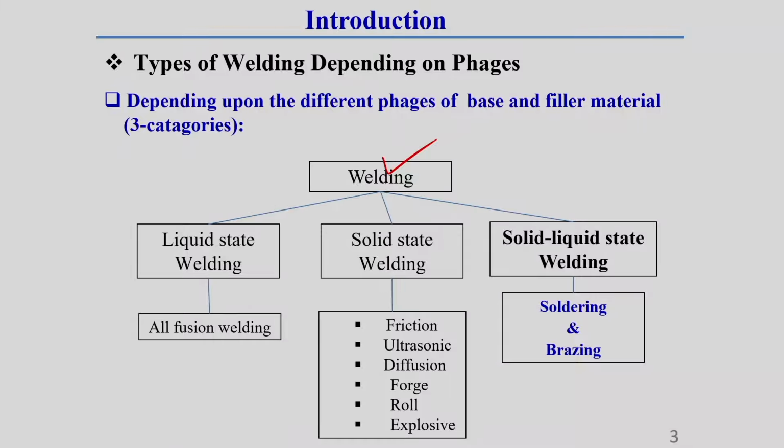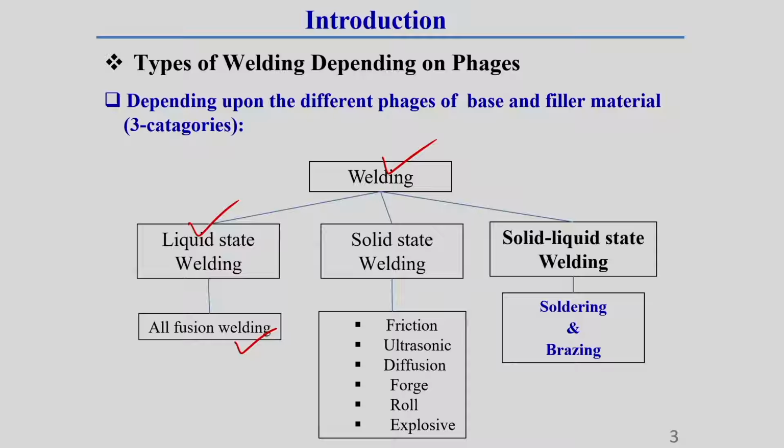Generally, depending upon the liquid state and solid state, these welding techniques, or you can say joining techniques, can be broadly categorized into three different categories. One is called liquid state welding. In this category you can see all the fusion welding techniques come. These things you should keep in mind.